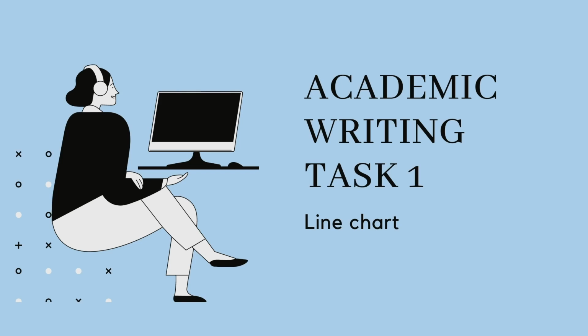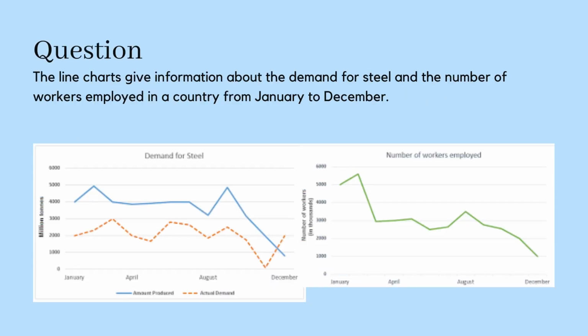How to attempt the line graph type of Academic Task 1 writing in IELTS. Let us start with the question. The line charts give information about the demand for steel and number of workers employed in a country from January to December. After reading the question, make sure you are spending 2 minutes to analyze the entire image of the task. After analyzing it, you will recall the format before actually writing the task.